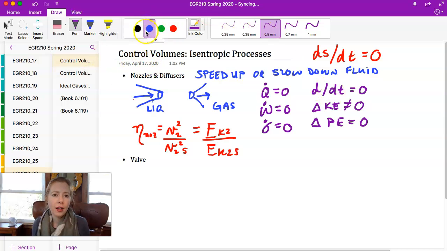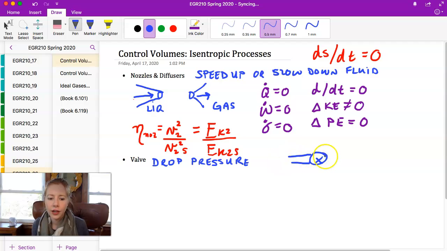All right, now valves. Let's look at valves. And the goal of a valve is to drop pressure, typically. So with a valve, draw it with a little X here, have our inlet, have our outlet, and we have some fluid flowing.